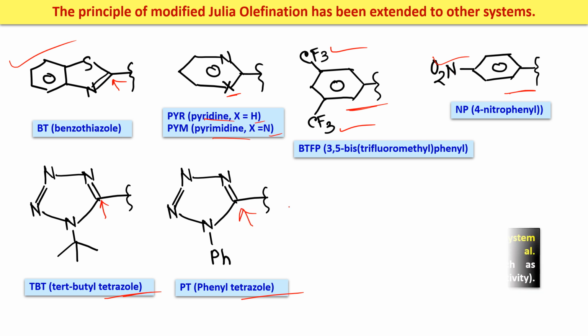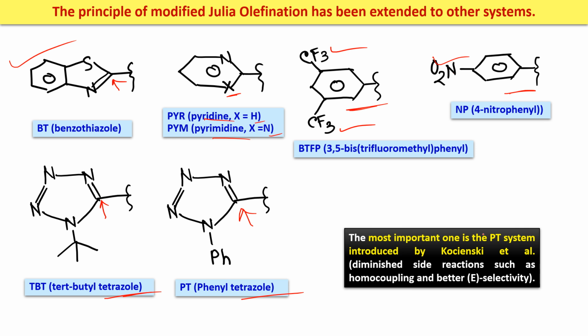Now out of these systems, it is observed that the most important one is the PT system. This is our PT system, and it was introduced by Kocienski et al. And that is why we have a new reaction, which is the Julia-Kocienski reaction. Here side reactions such as homocoupling are diminished. Sometimes there is a homocoupling between two heteroaryl groups, as seen in the case of benzothiazole, and that chance is reduced. Also here you can get better selectivity.